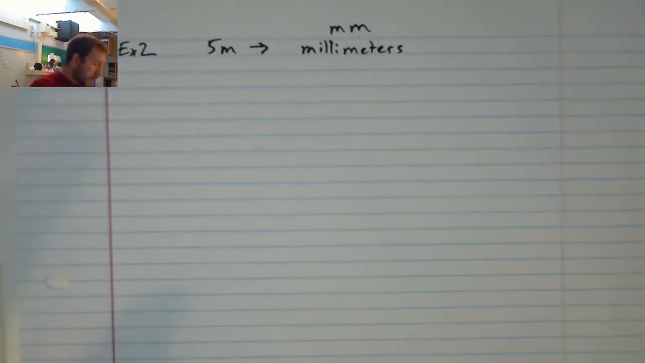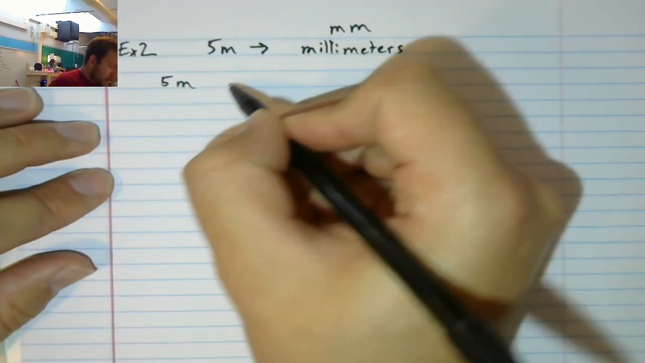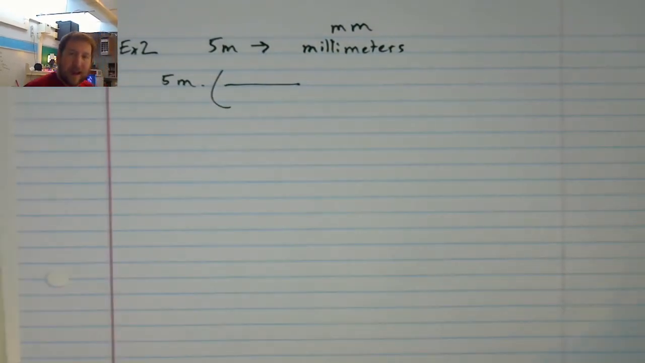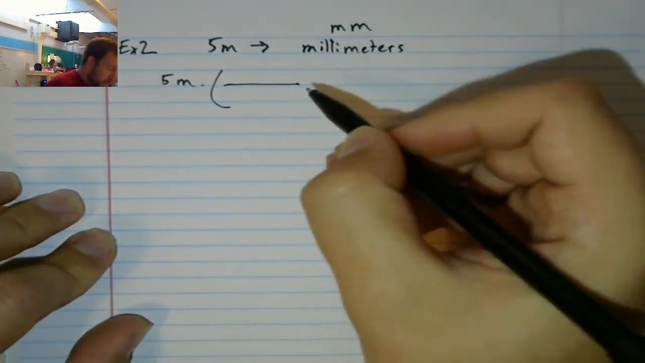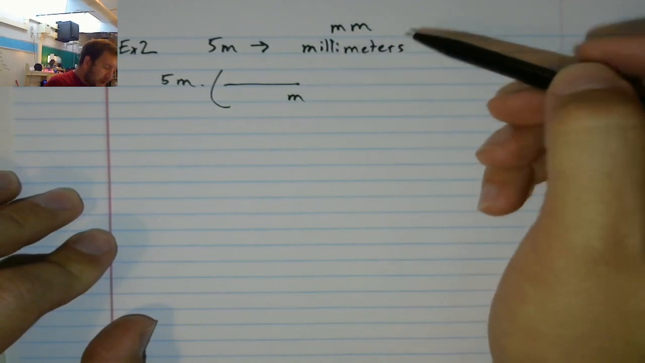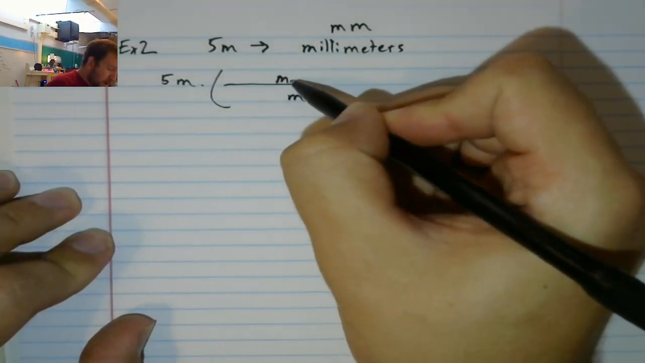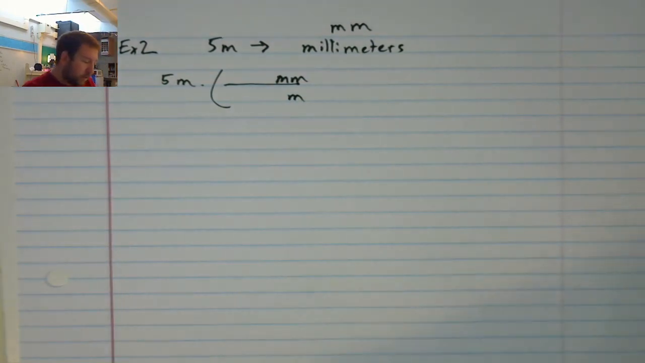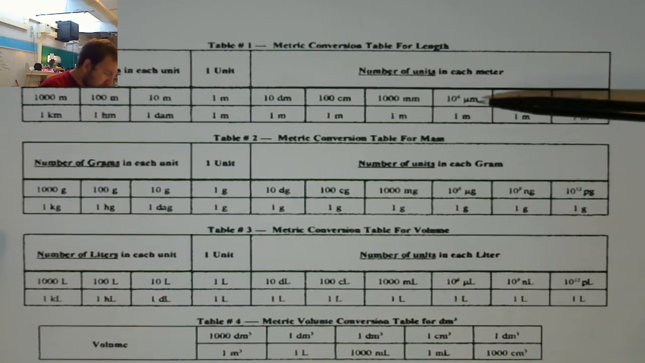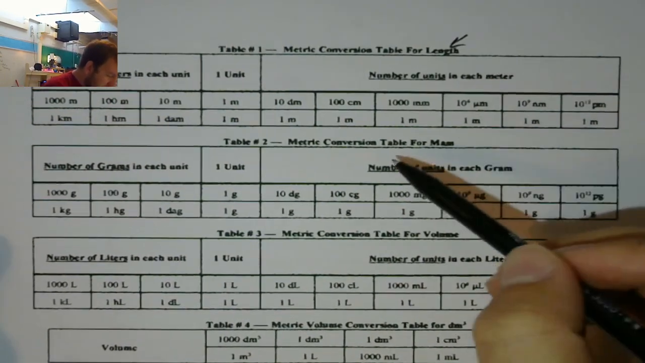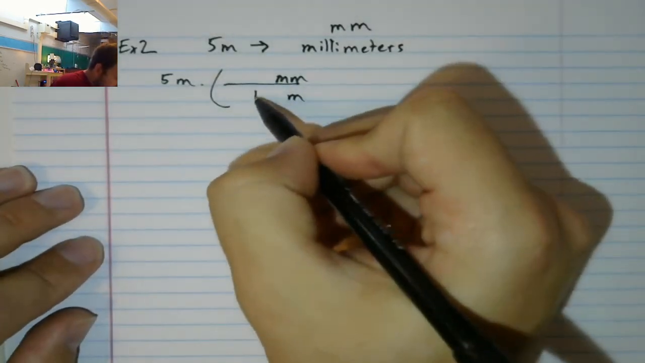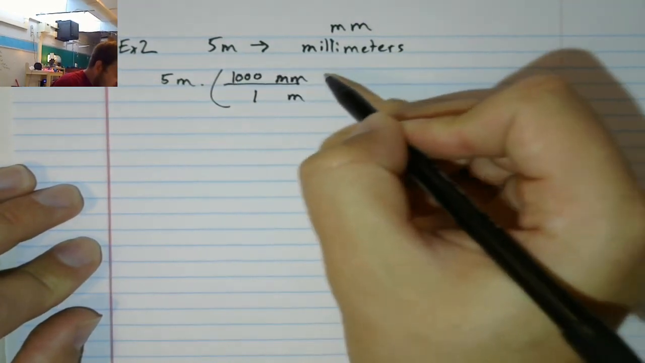Okay, so I'm going to start off with 5 meters, and I'm going to multiply this by my big fraction. I'm going to set my little line in the middle, and I have meters here, so that means I need meters in the bottom, because I want them to cancel out. And I need to have my millimeters up in the top. So now my question is, what is my relationship between meters and millimeters? I'm going to look up here, because now I am doing length. 1 meter is 1,000 millimeters. Okay, wow. 1 meter is 1,000 millimeters.